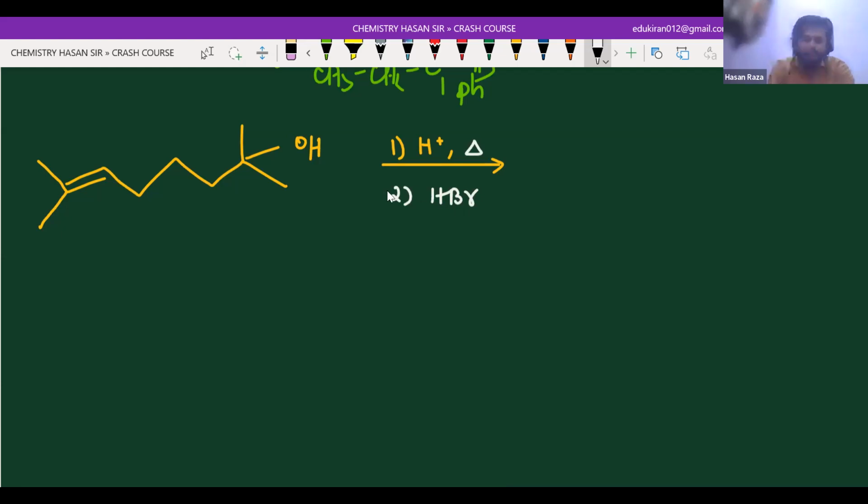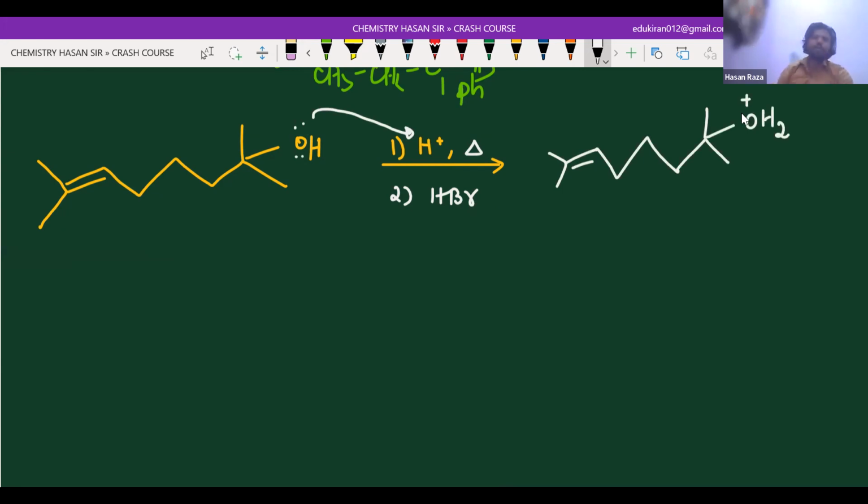Okay, so I'm going to explain it. Please be focused here. First of all, you know that this H plus, there is a lone pair. So this will be attacking here, and the rest part will be as it is. And this will be OH2 plus, right? Yes or no? This will be OH2 plus.